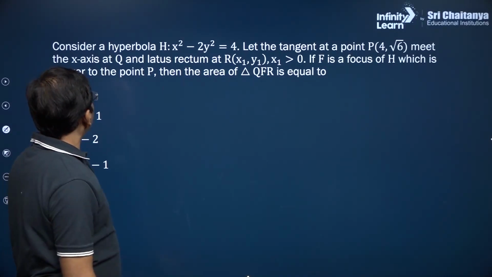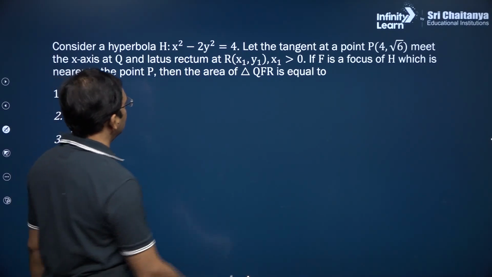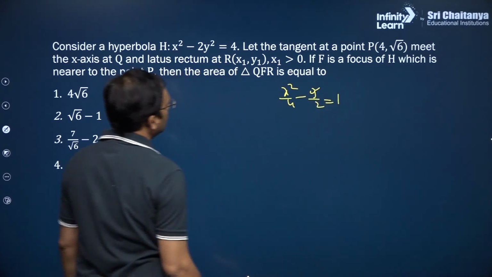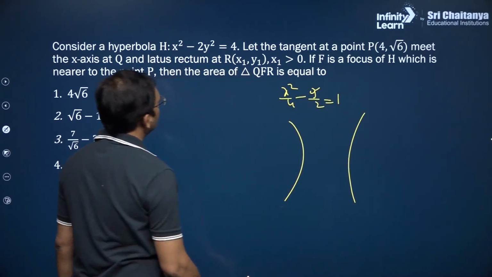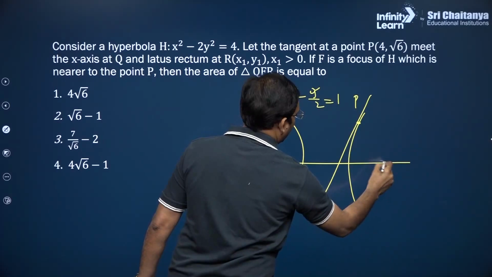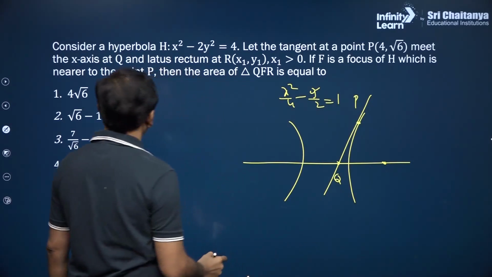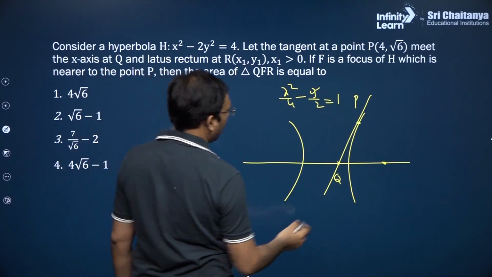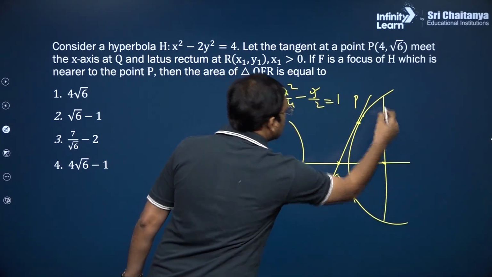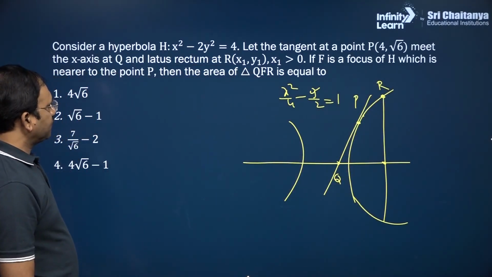Next, you see, consider the hyperbola x square minus 2y square is equal to 4. Let the tangent, you see this is the hyperbola, actually x square by 4 minus y square by 2 is equal to 1. So this is the hyperbola, my dear friends. So let the tangent at the point P be given. So tangent, focus, okay, meet the x axis at Q, my dear friends, and the latus rectum at R (x1, y1) where x1 is positive. Suppose latus rectum means this is the focus, this is the latus rectum, suppose this is R, my dear friends, R, okay.